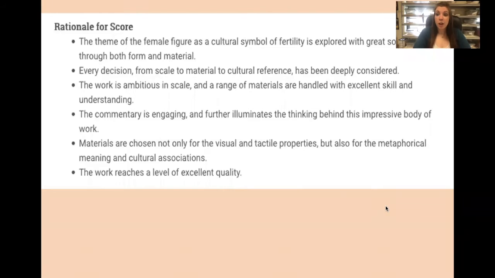All right, so the rationale for the score is the theme of the female figure as a cultural symbol of fertility is explored with great sophistication through both form and materials. So apparently I'm not sophisticated since I don't understand the relationship there. Every decision from scale to material to cultural reference has been deeply considered. I would agree with that, and I would like to point out that this student's variation of scale is probably what helped them score even higher.